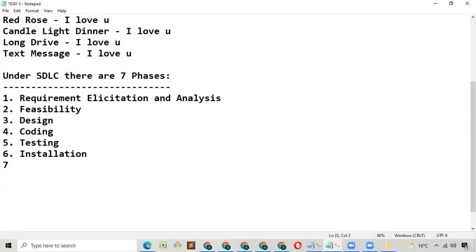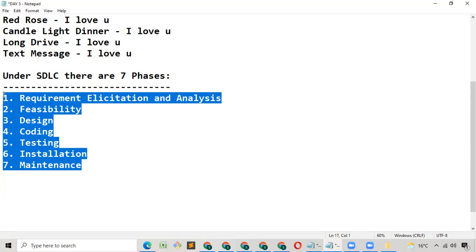Guys, I have prepared a PPT in such a way that you will never forget these 7 phases of SDLC in your life. You don't worry about that, I'll take care. Next phase happens to be maintenance. Now tell me, how many phases are there in SDLC? I want a very quick response from your side. Okay, very good. There are totally 7 phases in SDLC.